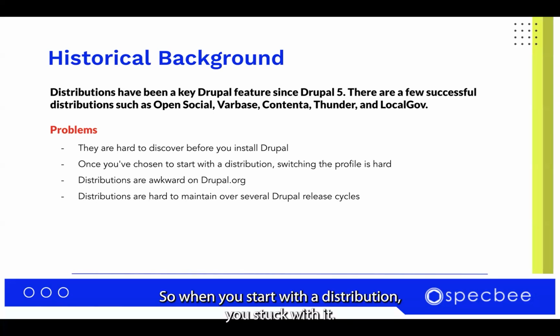So when you start with a distribution, you're stuck with it. You cannot switch between them or remove it. It's a pretty complicated task to switch a distribution or remove a distribution from the codebase. And Drupal.org generally doesn't support distributions. Unlike modules, which you can host on Drupal.org, distributions have their own structure and their own repository, which is not supported as of now on Drupal.org. And it is pretty hard to maintain for the release cycles.